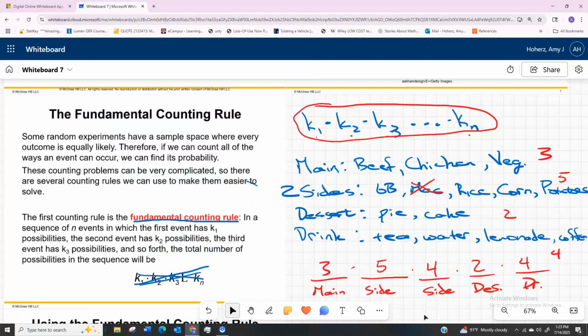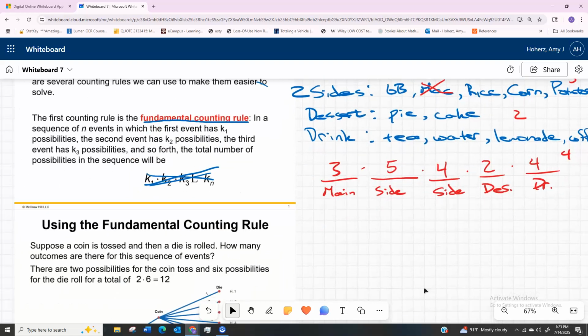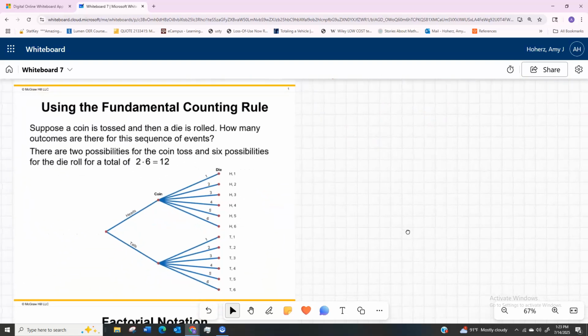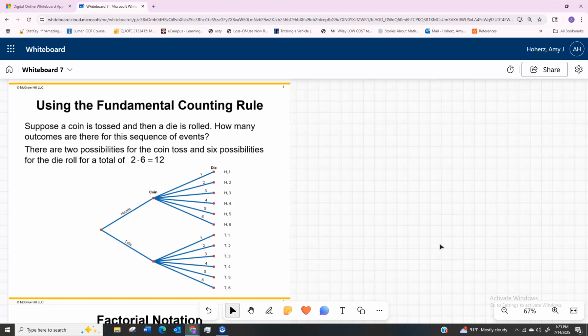So that's a quick example of the fundamental counting rule. Let's look at another one. So this one, they're using coins that we're going to flip. It says, suppose a coin is tossed and then a die is rolled. How many outcomes are there for this?